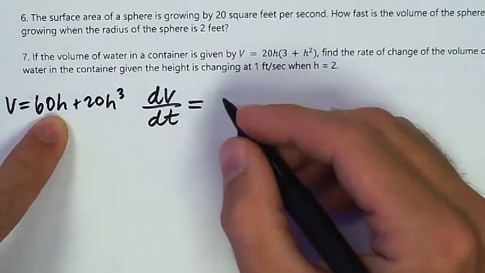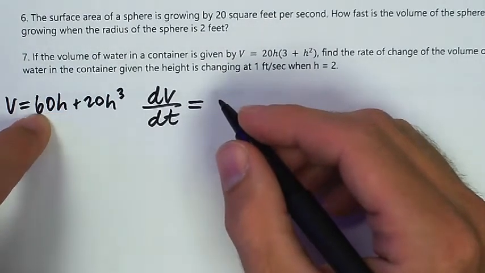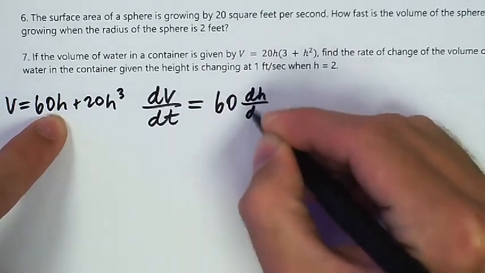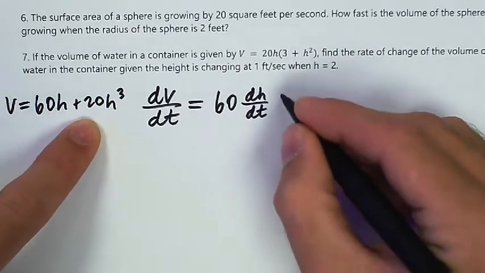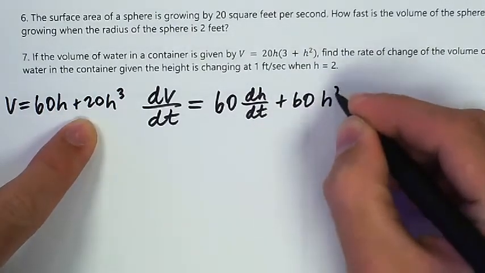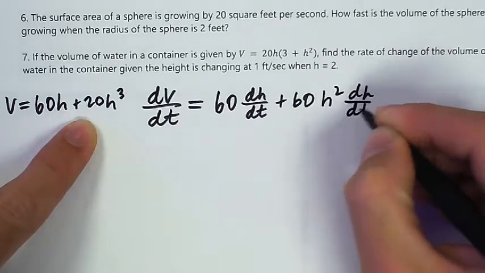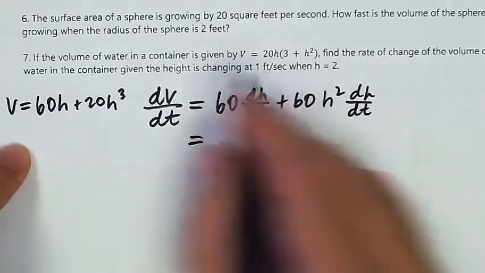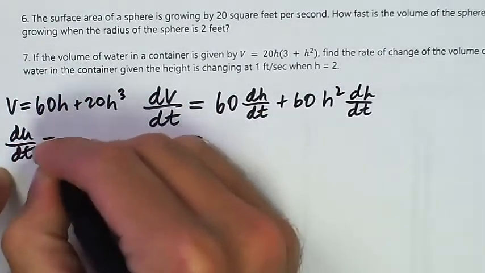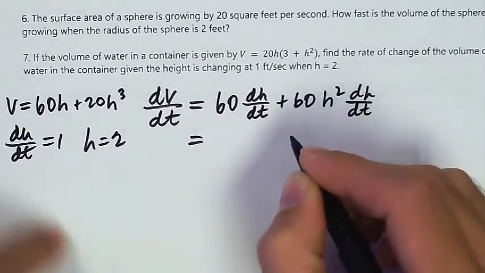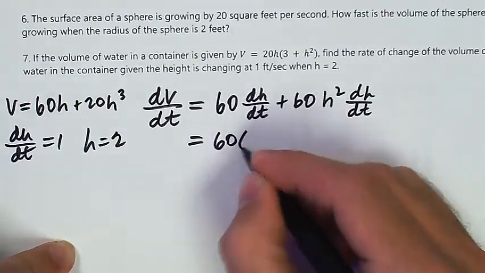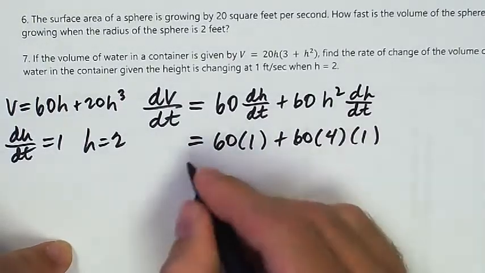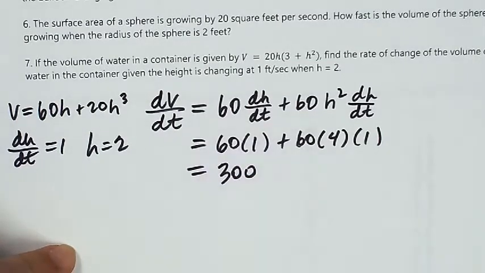So the derivative of 60H with respect to H would be 60, but the derivative of 60H with respect to t will be 60 times dH/dt, plus 60H squared dH/dt. Okay, find the rate of change of volume of water in the container. Height is changing 1 foot per second. That means dH/dt equals 1 and H equals 2. So 60 times 1 plus 60 times 4 times 1 is going to be 60 times 5, which is 300.